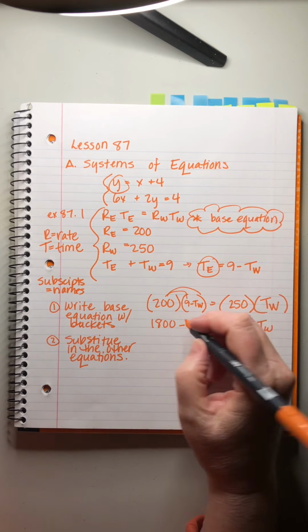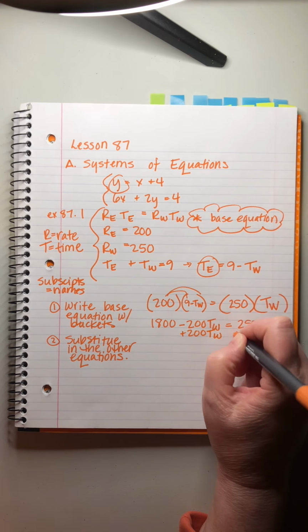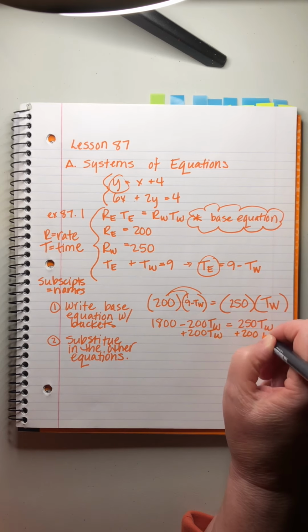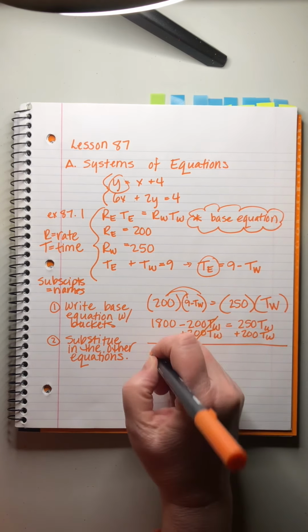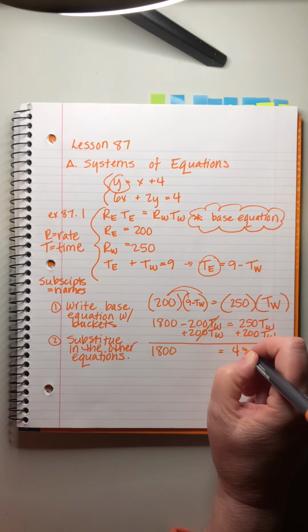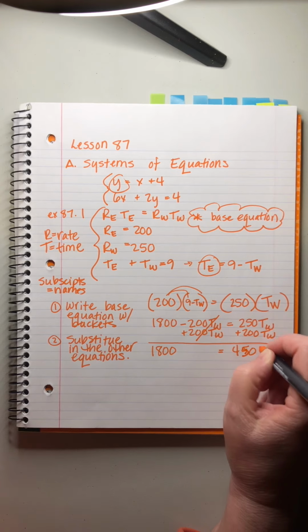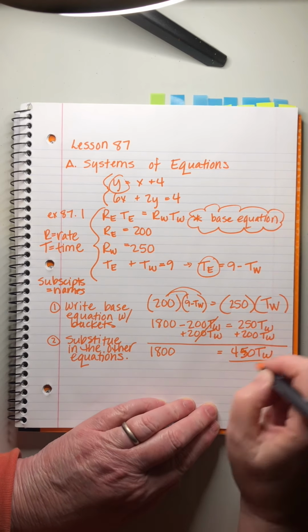All right, let's add 200 TW to both sides. This is just straight algebra. Okay, and then we'll divide by 450.